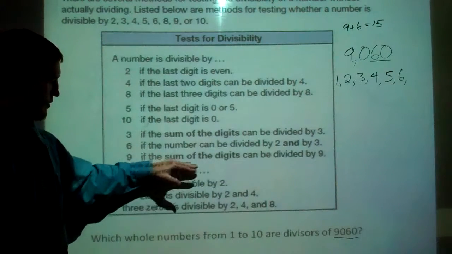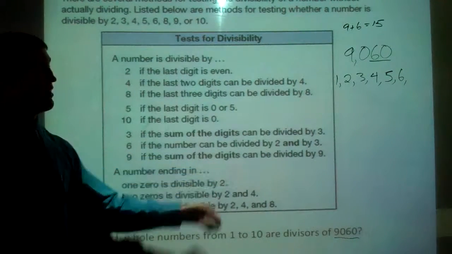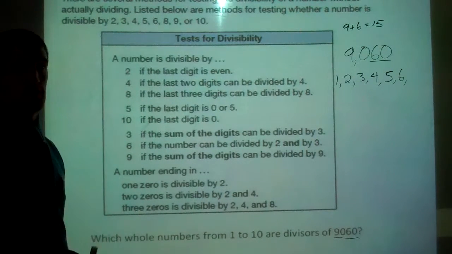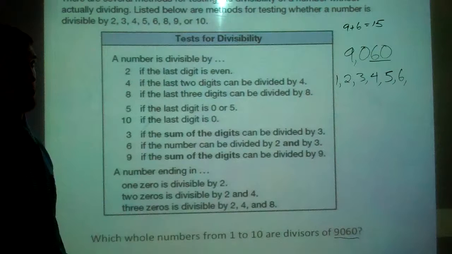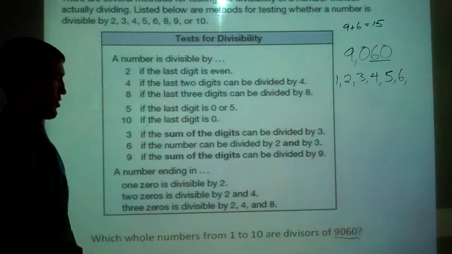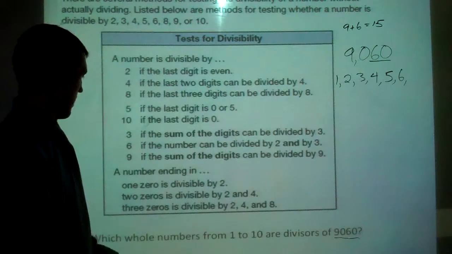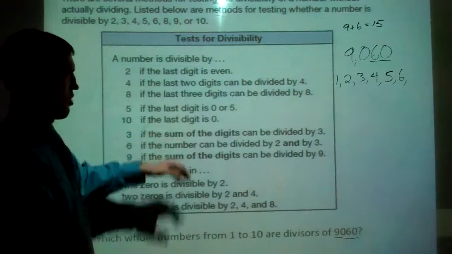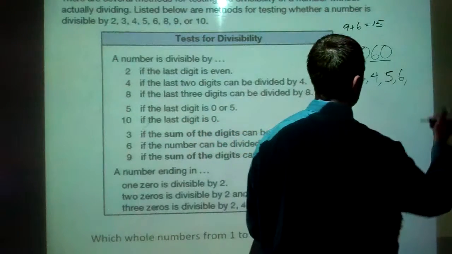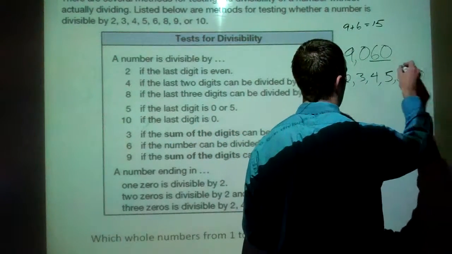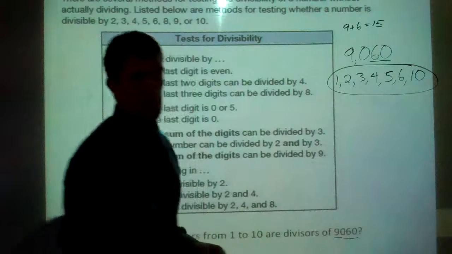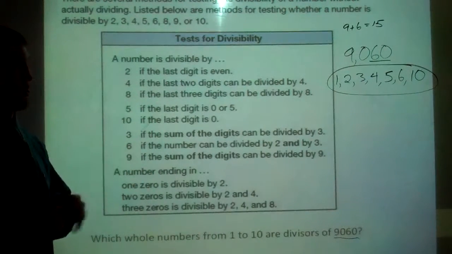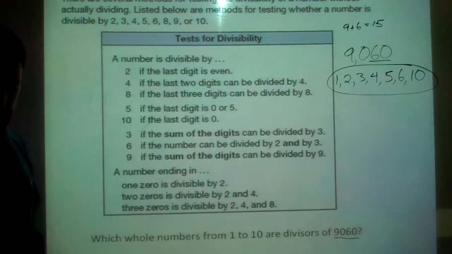9, if the sum of the digits can be divided by 9, we see that the sum of the digits is 15, and 15 divided by 9 will not give us a whole number, so 9 doesn't work. And finally 10, if the last digit is 0, 10 goes in there. So all of those are the factors from 1 to 10 that will go into 9,060.